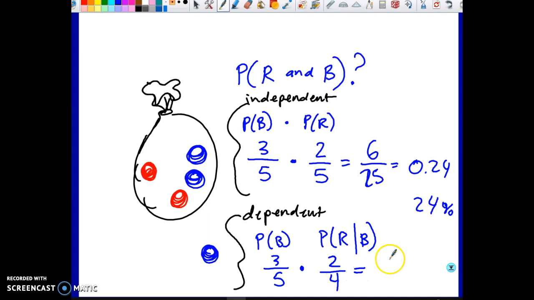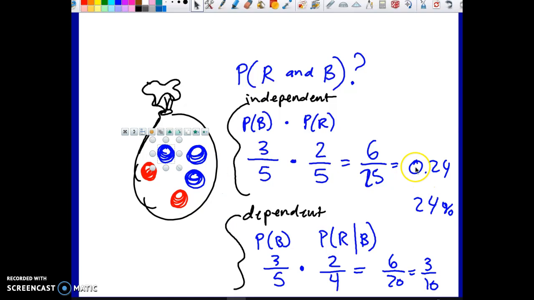So now if it's dependent, if you don't put the marble back in, I get 6 out of 20, which ends up being 3/10 or 30%. So you have a better shot if you don't put the marble back in. And that's the difference between independent and dependent events. If the trials are independent, if I put the marble back in, then the odds are different than if I were to not put that marble back in and do the same experiment.